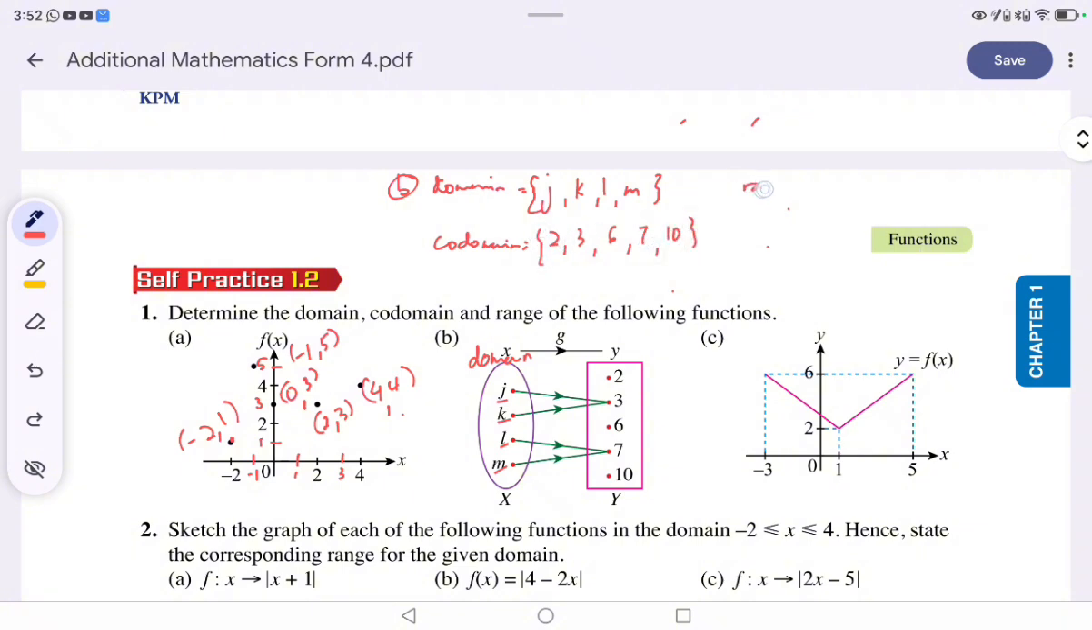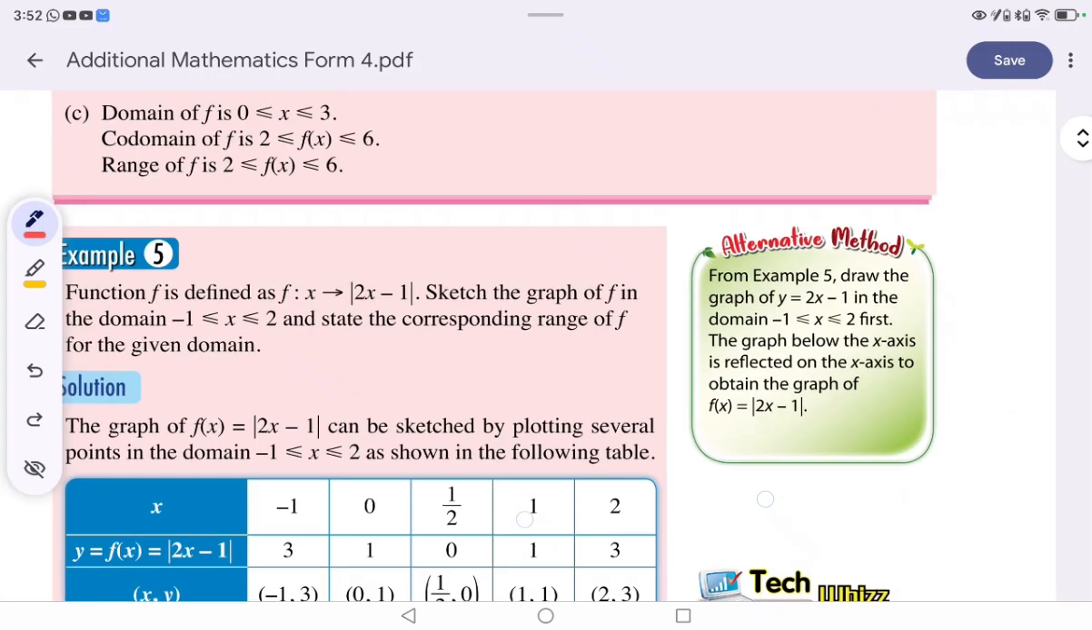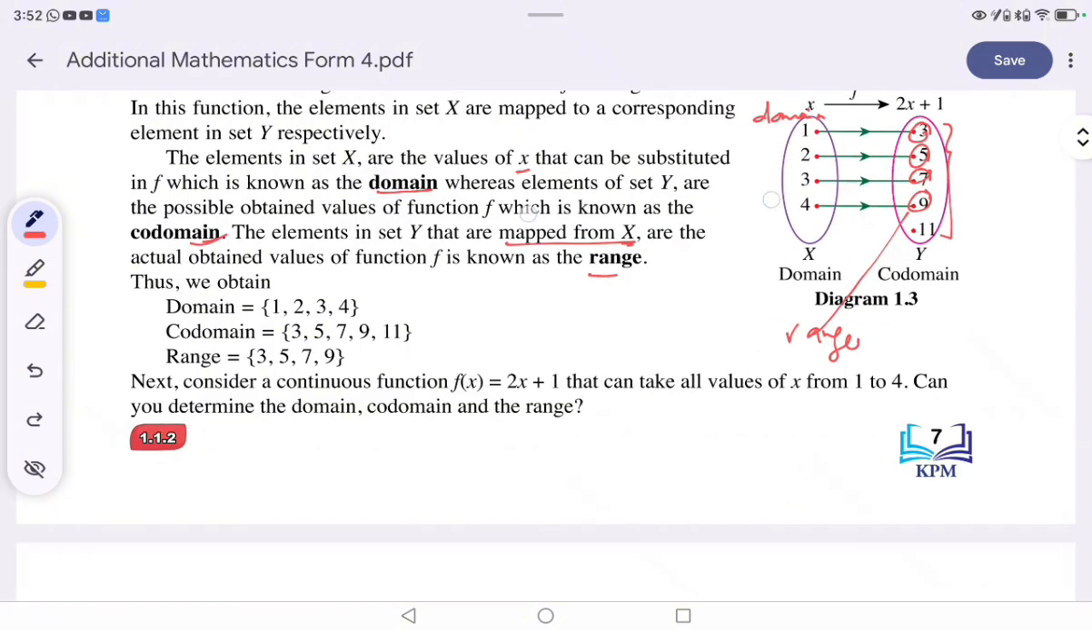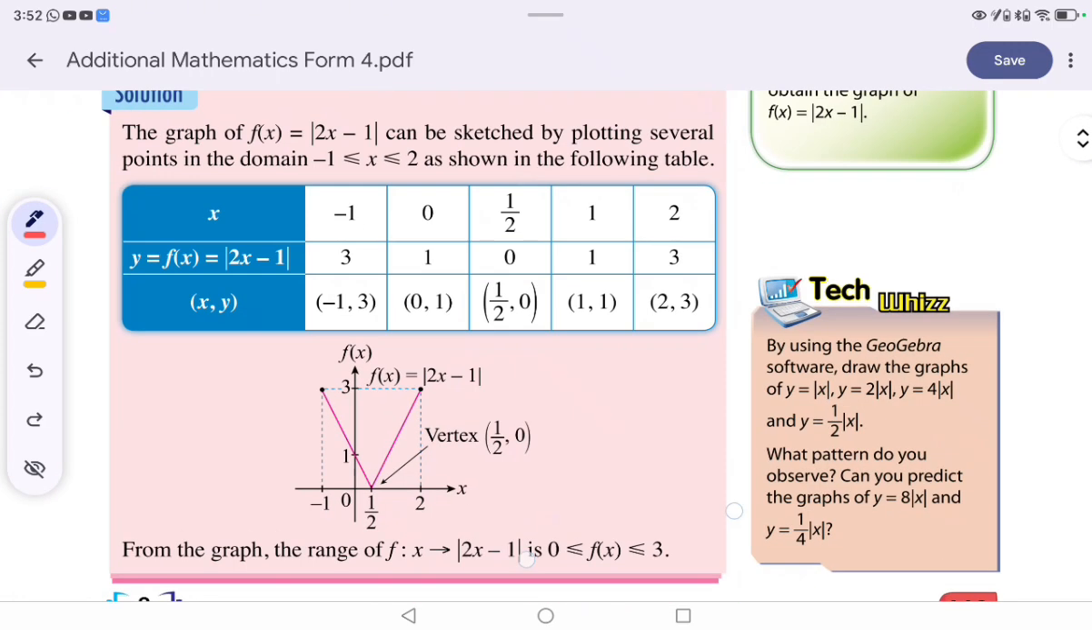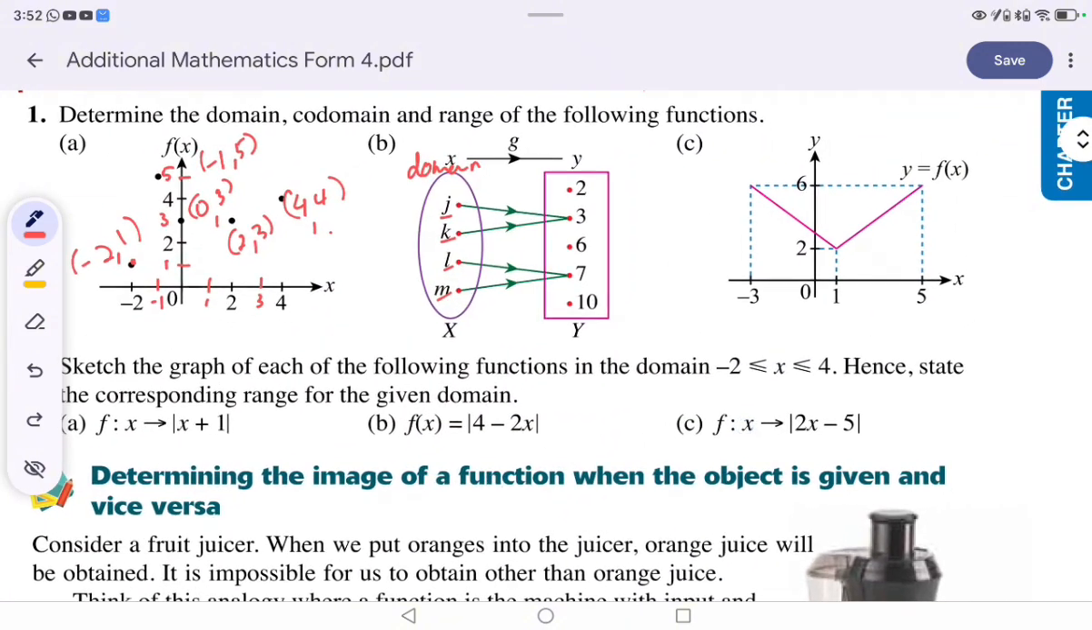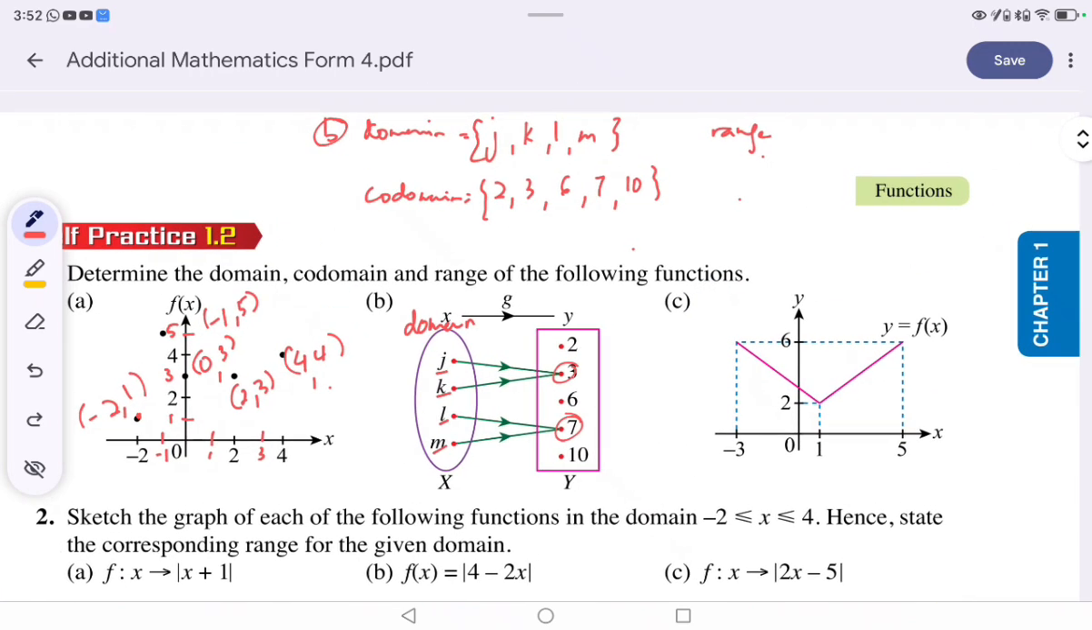How about the range? Range is the element in set y that are mapped from x. So that one we call range. So only 3 and 7 become your range. Yes, your range is 3 and 7. That one is your answer.